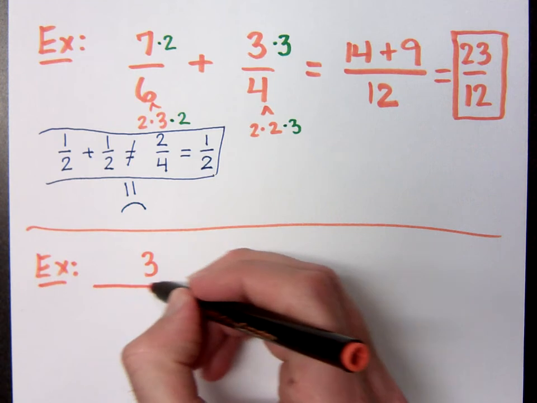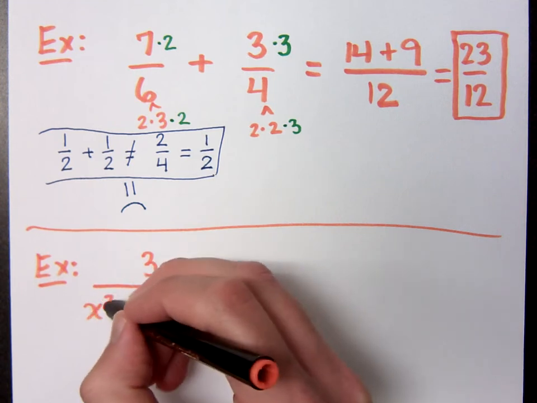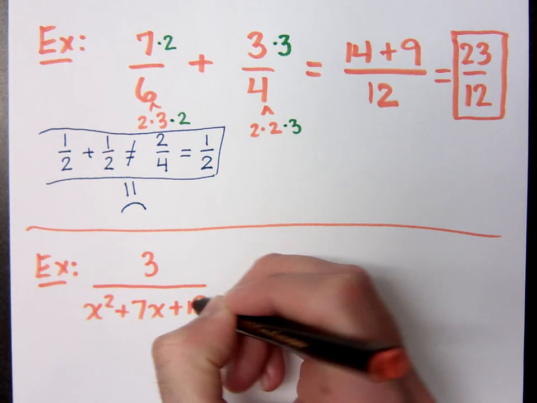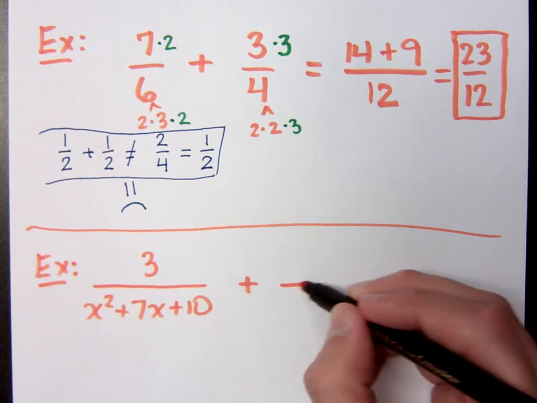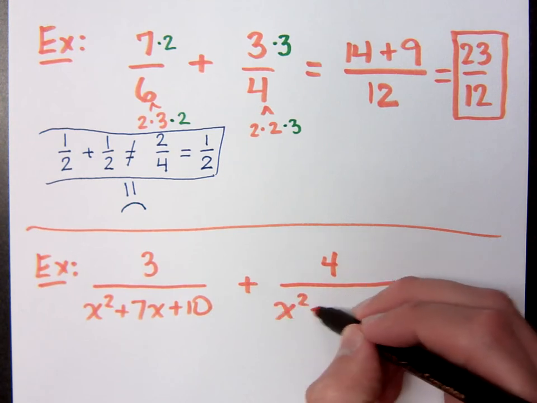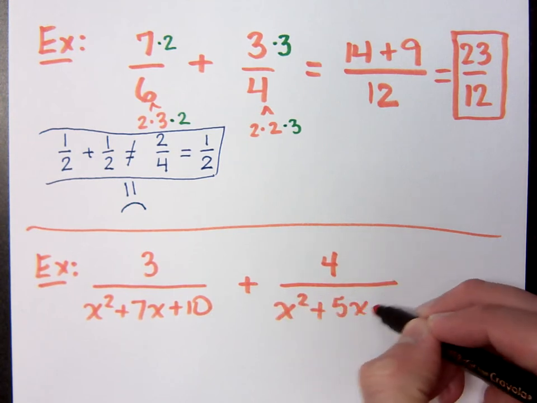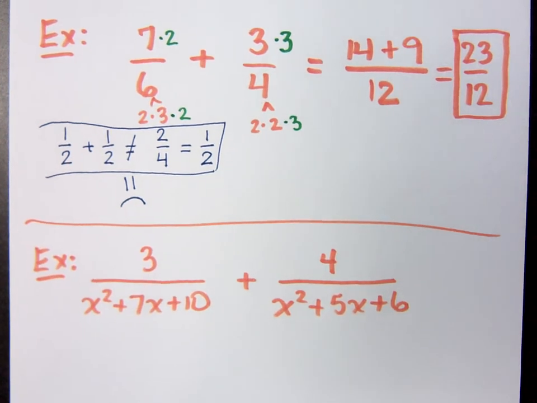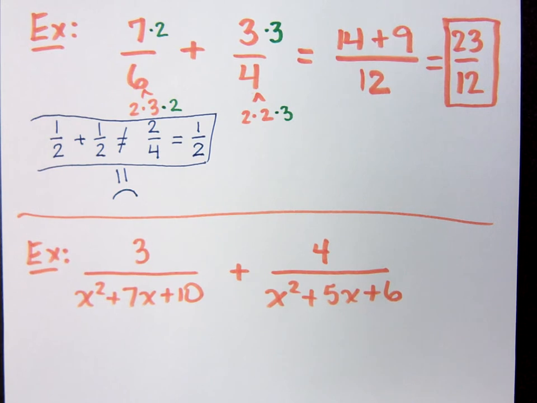So if I have 3 over x squared plus 7x plus 10, plus 4 over x squared plus 5x plus 6. Do these guys have the same denominators? No. And trying to get an LCD for this is going to be crazy, unless I view these using their factors.